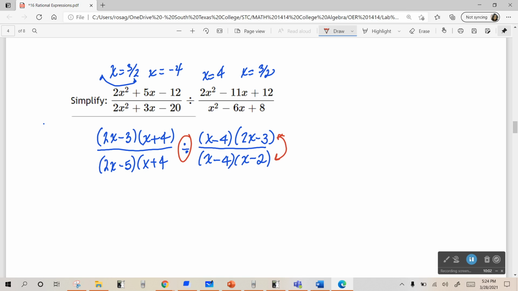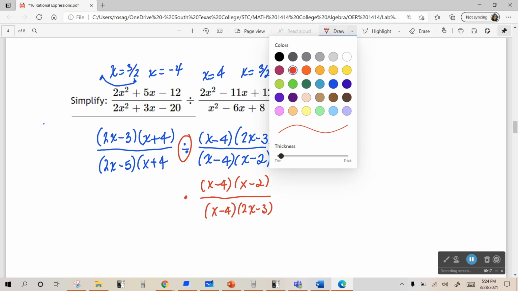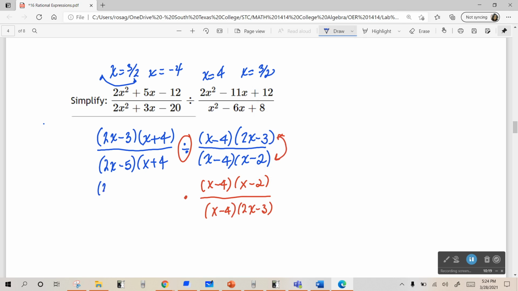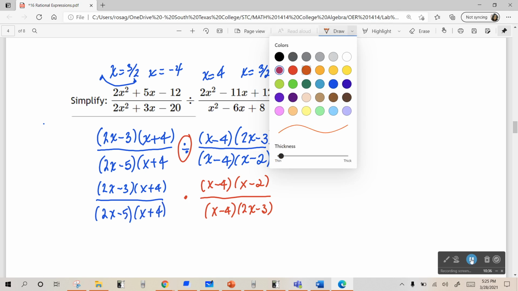So what happens is, this is what I'm going to have. This one's going to flip like that. And it's going to become multiplication. The first one stays just like it is. That one doesn't change anything. So it's important that you do this flip on that second one before you go in and cancel things.